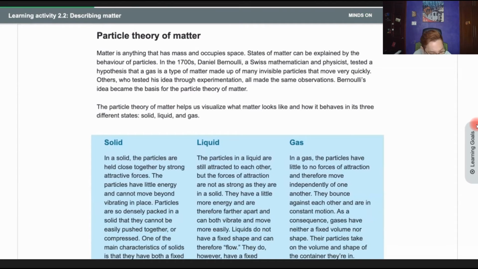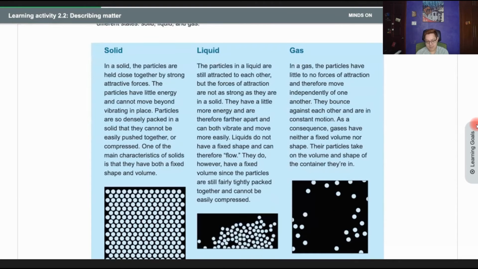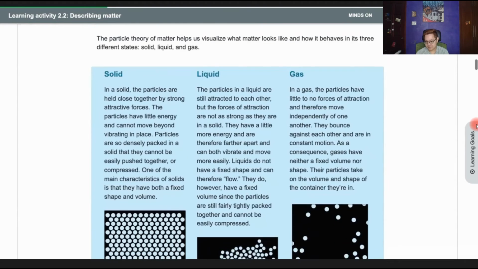In a solid, the particles are held close together by a strong attractive force. The particles have little energy and cannot move beyond vibrating in place. Particles are so densely packed in a solid that they cannot be easily pushed together or compressed. One of the main characteristics of solids is that they have both a fixed shape and volume.